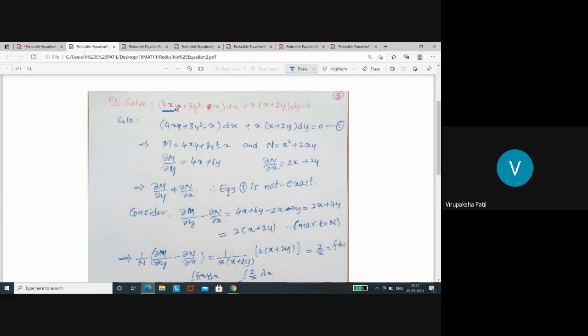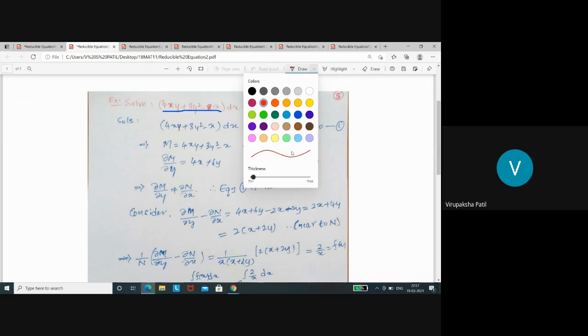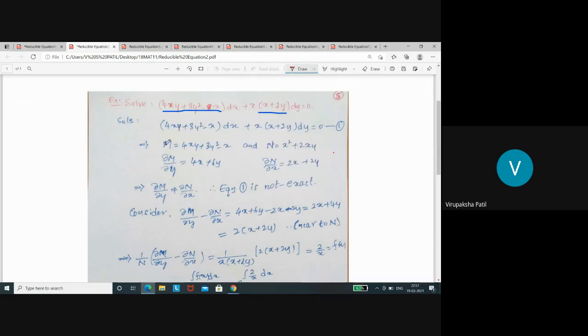This equation is of the form M dx + N dy. So first let us write this equation as it is, and we'll call it equation number 1. Now we will consider M. M is 4xy + 3y² − x, and we will consider N as well. Multiplying out, rewrite N as N = x² + 2xy.